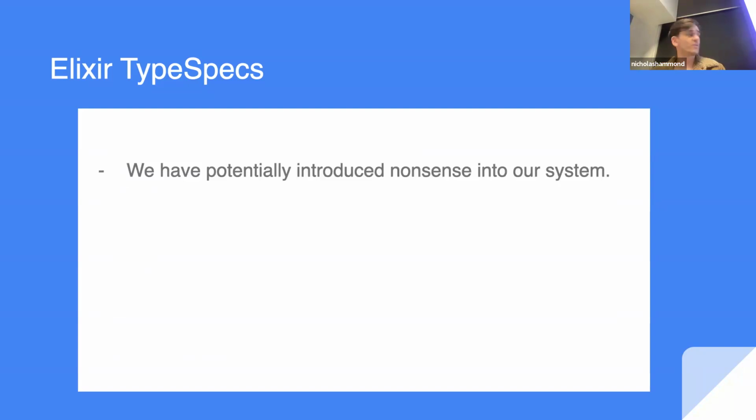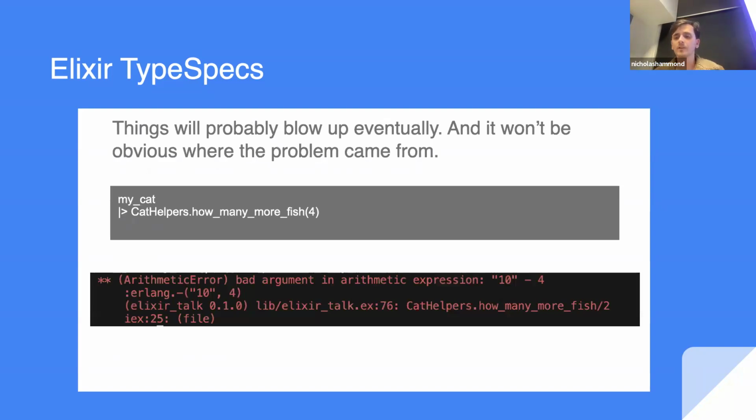So this is a risk with not checking our types. Our code hasn't actually blown up yet, but we have now introduced nonsense into our system, which is arguably much worse than things blowing up. But chances are sooner or later things will blow up. So we could imagine a scenario where our code progresses past the point of determining the function is full, and we might need to calculate how many more fish. This time we get an error.